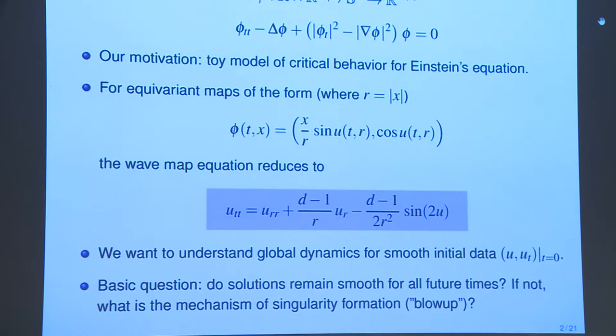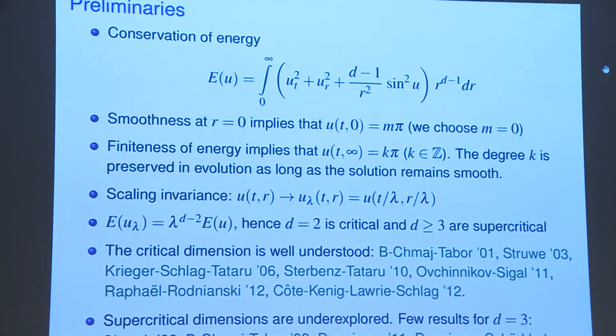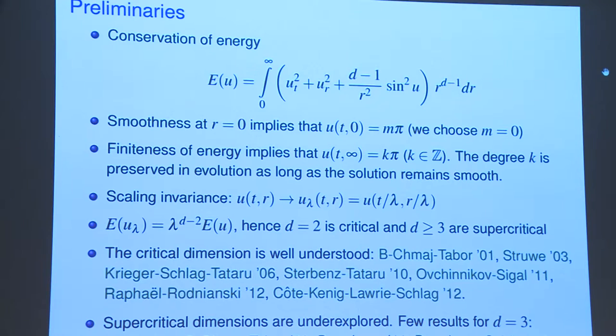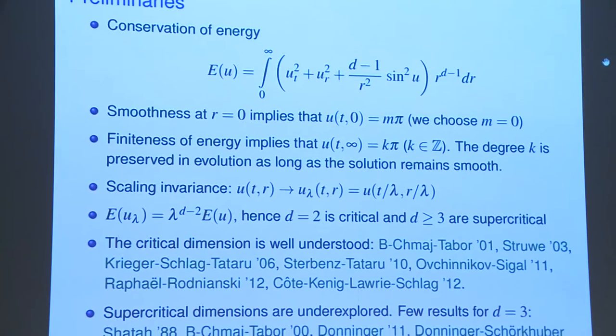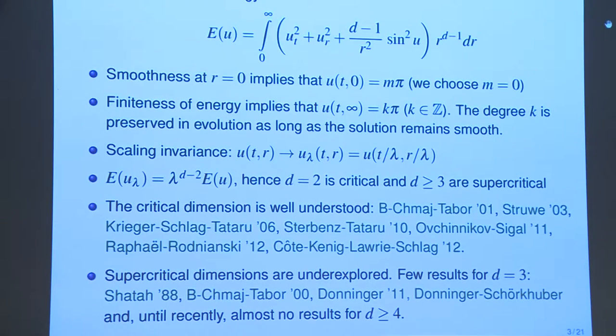To answer this question about singularity formation, we need to know two things. First, there is energy, which is conserved, which is written over there. It's manifestly positive. And you see from this expression that for the energy to be finite, the solution u must go to a multiple of pi, both at zero and at infinity. We take a convention that this function at zero is zero, so the value k, which is a multiple of pi at infinity, is the topological degree of this solution. And this is preserved in the evolution. This is sometimes referred to as topological stability.